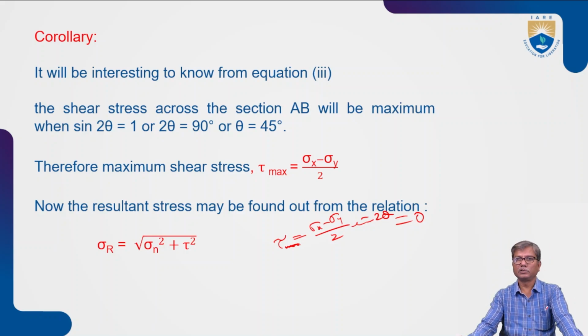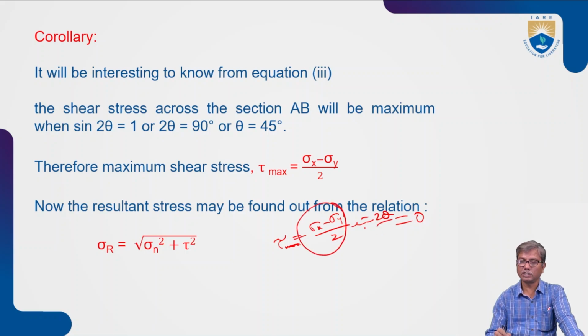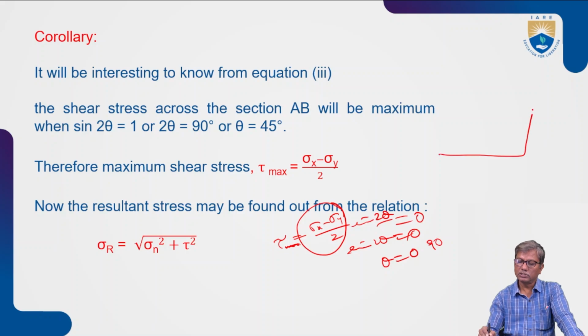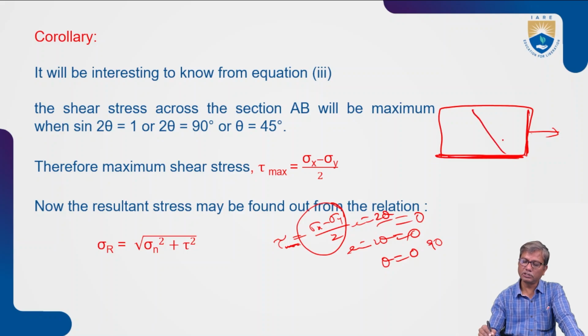Shear stress should be 0. So for what value of theta? Because sigma x cannot be 0, sine 2 theta must be 0. So sine 2 theta is 0, or theta will be 0, or it can take 90. Okay. So theta 0 means this plane. Theta 0 means this plane.